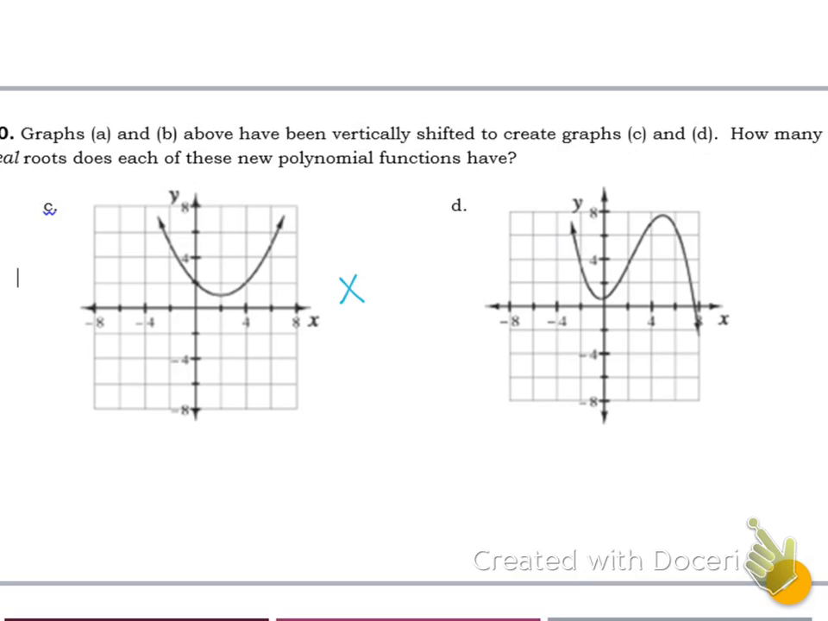Okay, I have another x squared graph, but I don't cross my x-axis, so I have no real solutions. Here's my x cubed graph, so I technically should have 3 answers, but I only cross once, so I have 1 real solution.